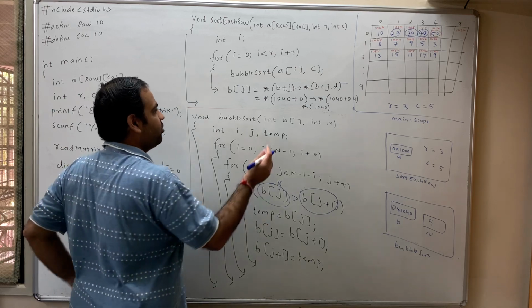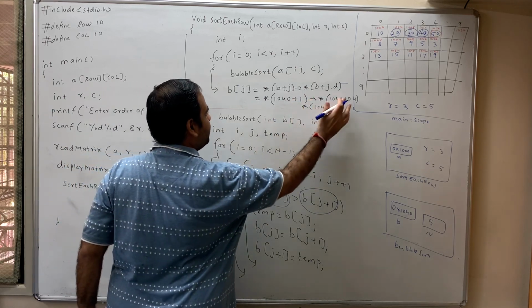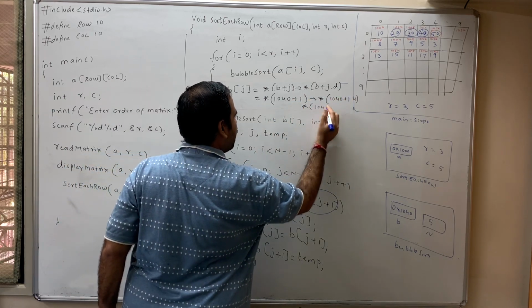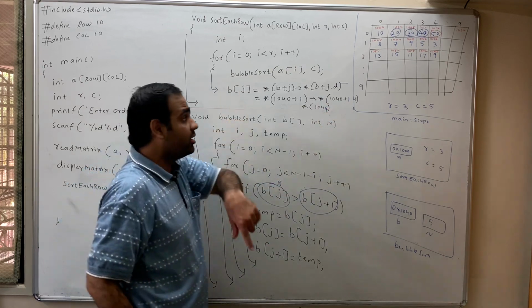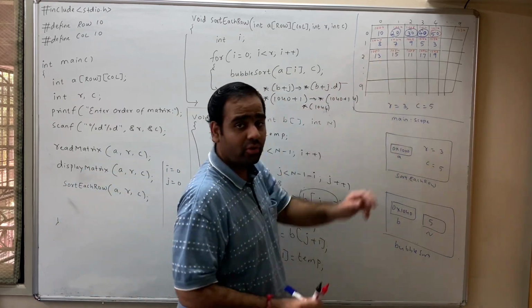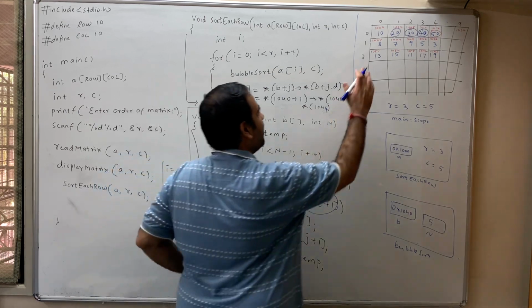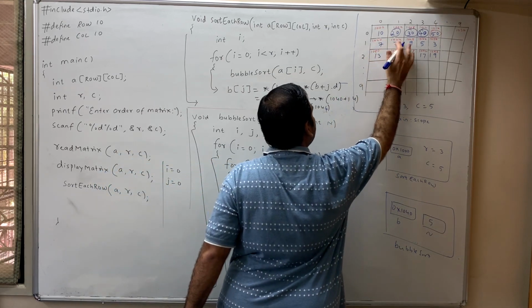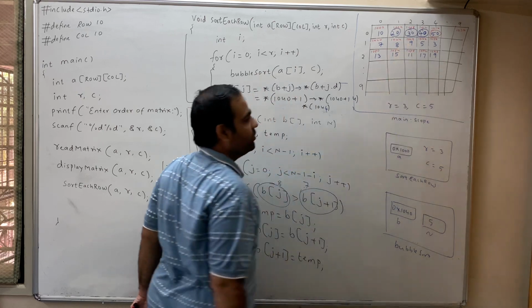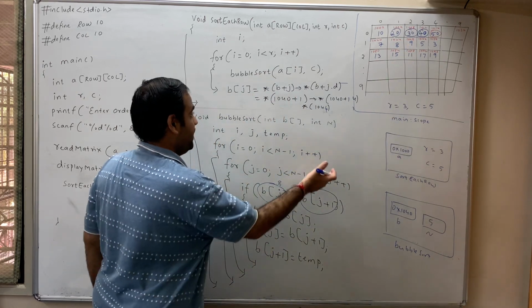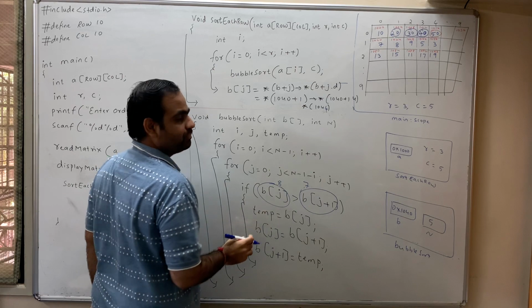b of j + 1 is nothing but 1, you replace 1, it becomes *1044. Go to address 1044 and fetch the value. What is the value over here? 7. 8 greater than 7, yes, you swap these two values. Now this becomes 7, this becomes 8. Needless to say, j++, the value of j becomes 1.